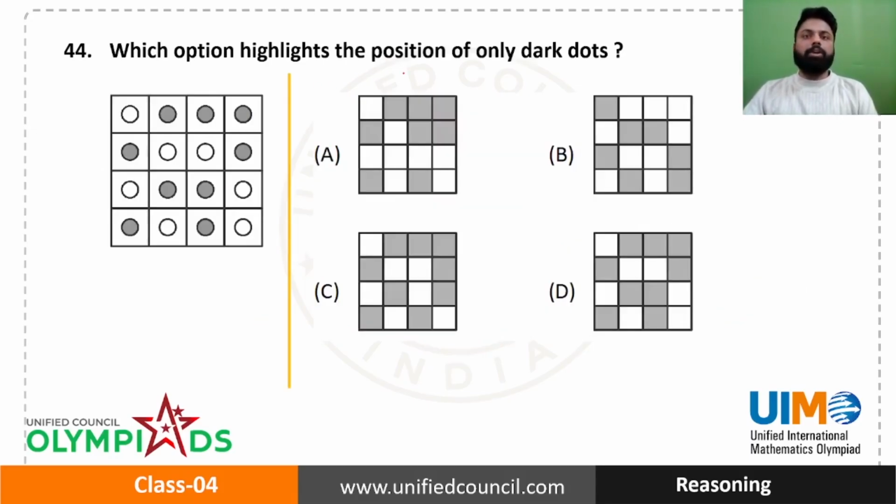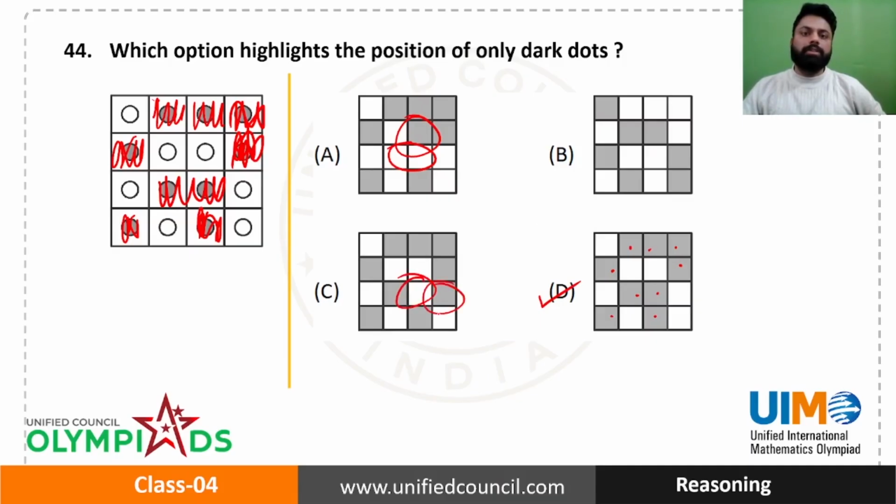Which option highlights only the dark dots? Only dark dots. So see, if I just do it like this at all the dark places, then you will get the answer. So see, 1, 2, 1, 2, 3, 4, correct. Then 5, then 6, 7, 8, 9. In all the other options here, this part is extra and this is missing. Here, this part is missing and this is extra. Here, these parts are missing. So basically, option D is the correct answer.